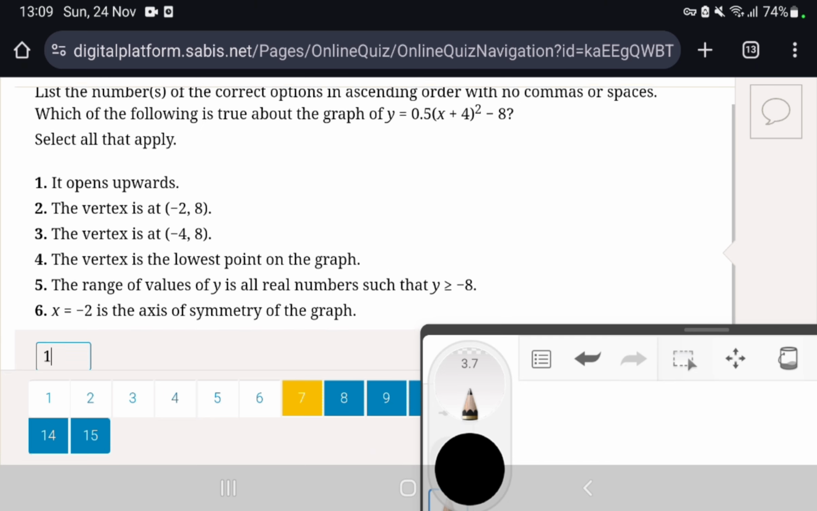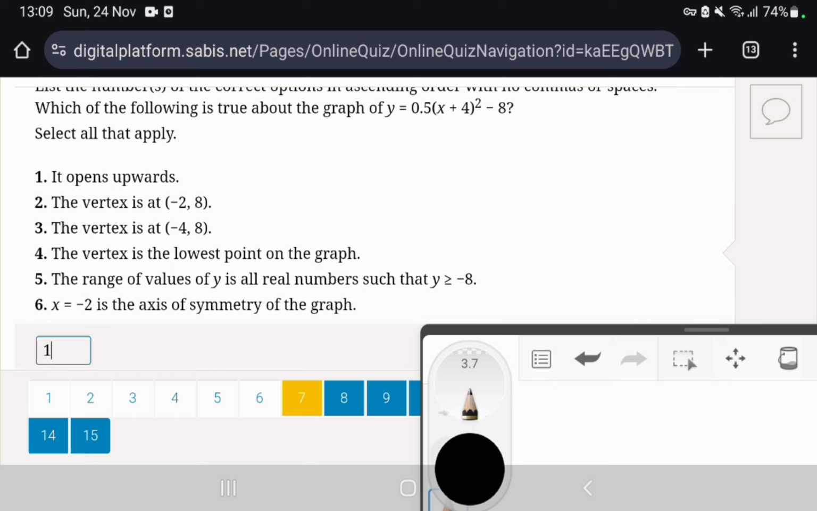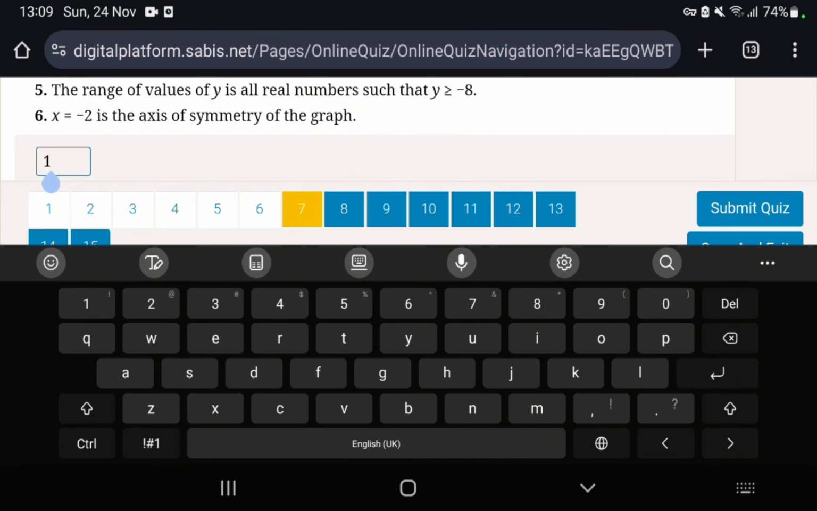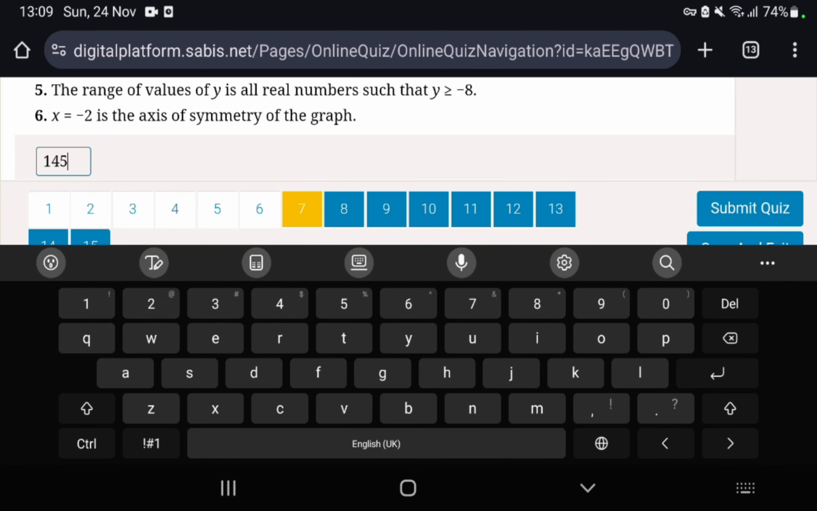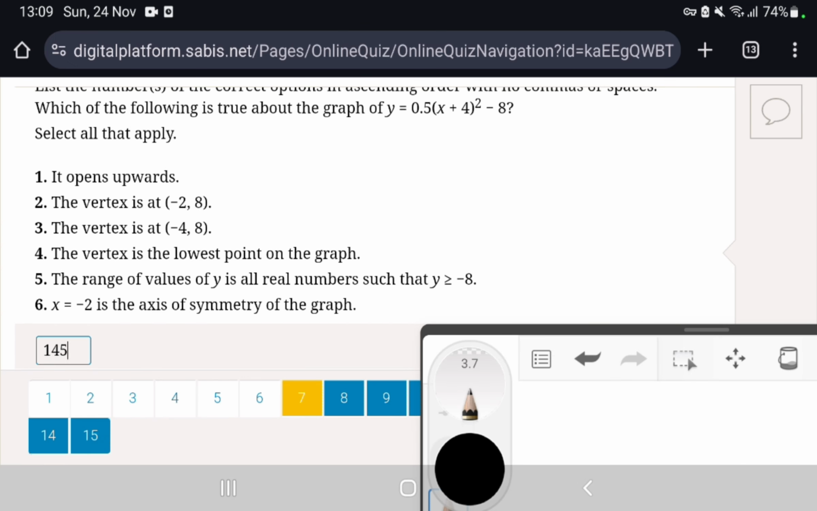Same thing for number 3. We do not put number 3 because, as we said, the vertex is -4, -8. The vertex is the lowest point on the graph because it opens upwards. The range of all values is all real numbers such that y is greater than or equal to -8, because the first number, which is 0.5, is greater than 0, so it's greater than or equal to.